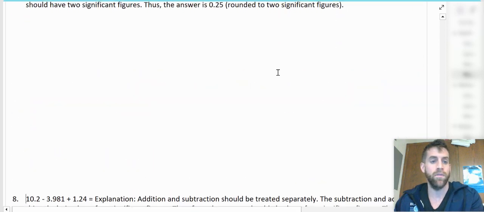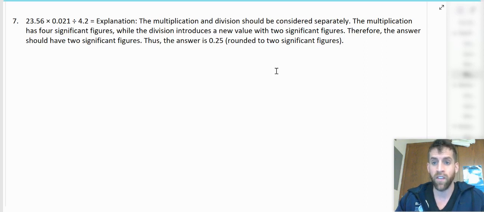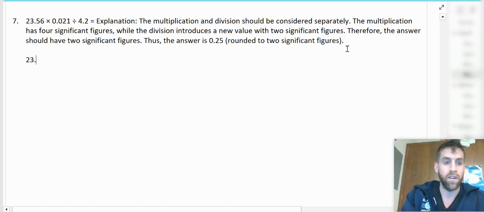Okay, some crazy stuff going on here. 23.56 times 0.021 divided by 4.2. Our explanation here: the multiplication and division should be considered separate. The multiplication has four significant figures, the 23.56, while the division introduces a new value of two significant figures. Therefore, the answer should have two significant figures. So if you're catching the drift here, we are noticing that multiplication and division takes control over addition and subtraction.